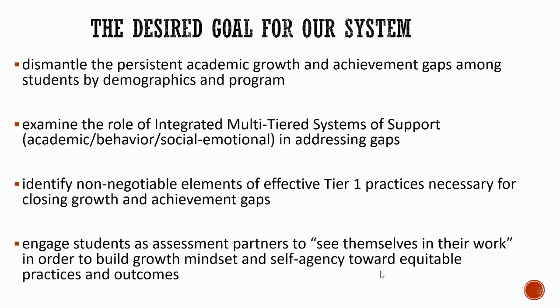We began this course with its purpose, which also is the desired goal for creating a system of standards-based unit planning that ultimately we will dismantle the persistent academic growth and achievement gaps among students by demographics and program, that we will examine the role of integrated multi-tiered systems of support in addressing gaps, that we will identify the non-negotiable elements of effective Tier 1 practices necessary for closing growth and those achievement gaps, and to engage students as assessment partners to see themselves in their work in order to build growth mindset and self-agency toward equitable practices and outcomes.